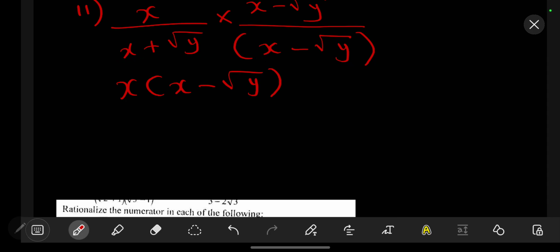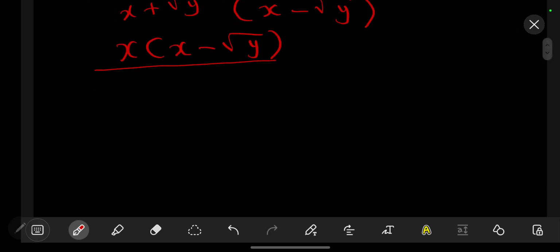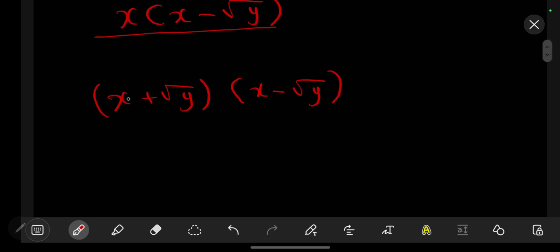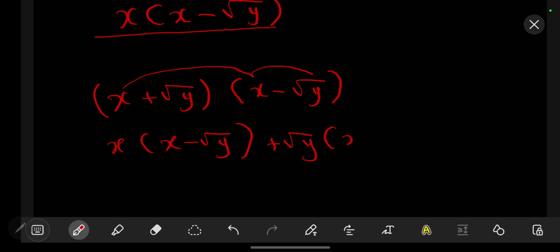Times this one. So the conjugates we are going to have, let me teach you something real quick that we are going to be using. Let's say the same one that we have: x plus the square root of y, times x minus the square root of y. In order for us to multiply, this is the same as multiplying everything, which can be represented as x, open brackets, x minus the square root of y, then the second number, which is plus the square root of y, times x minus the square root of y, like that.